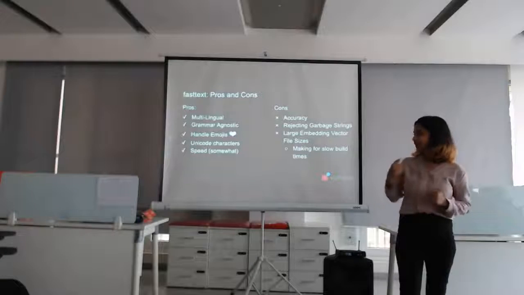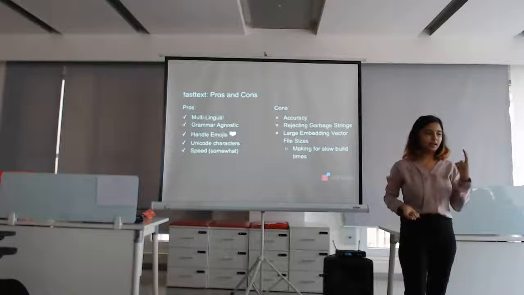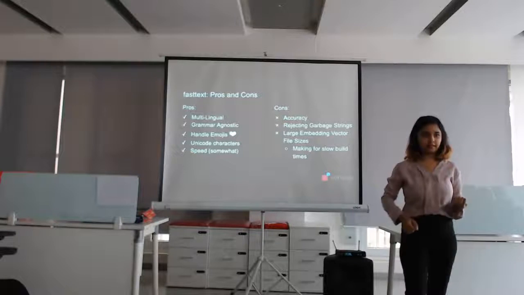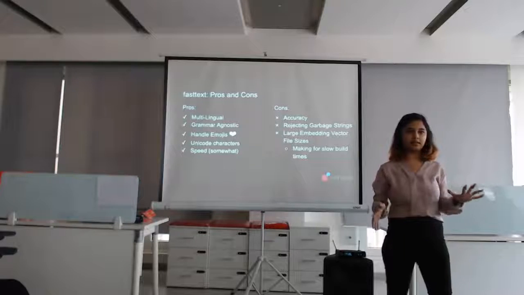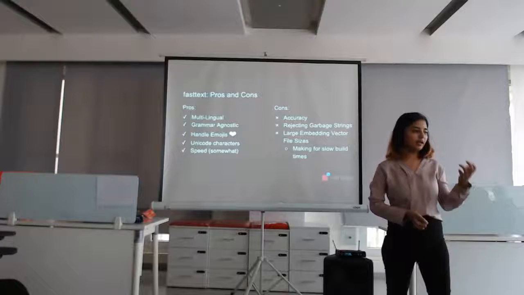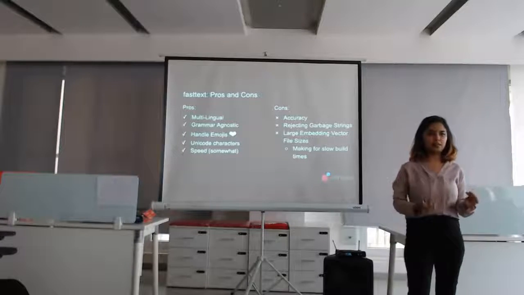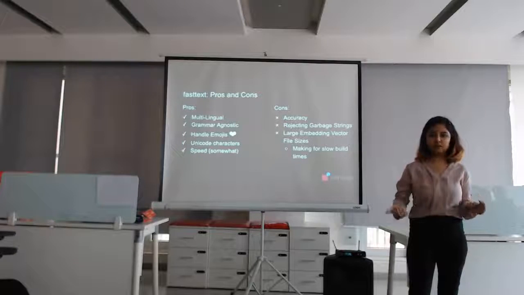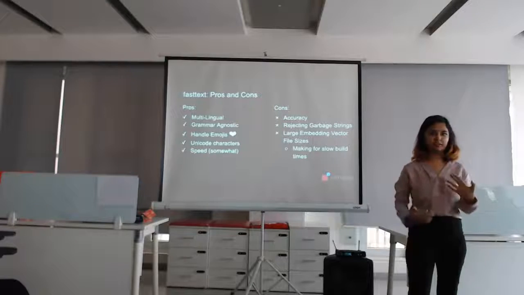So these were the problems that we came across with fastText. Its accuracy was not that great. It was terrible at rejecting garbage values. If you type anything from your keyboard, even if it didn't make sense, it would consider that as a name. And the word embeddings were large. For every language, the word embeddings were around 1.3 GB. So they would take forever to load, and even while deploying, we had to load every single thing again and again.